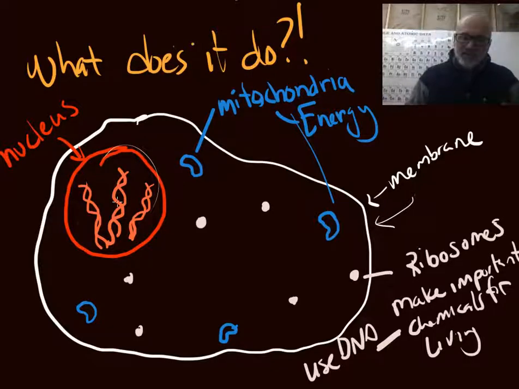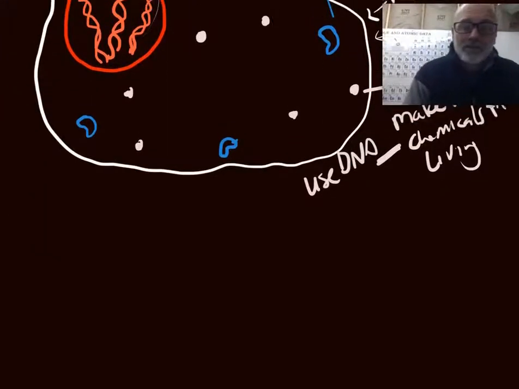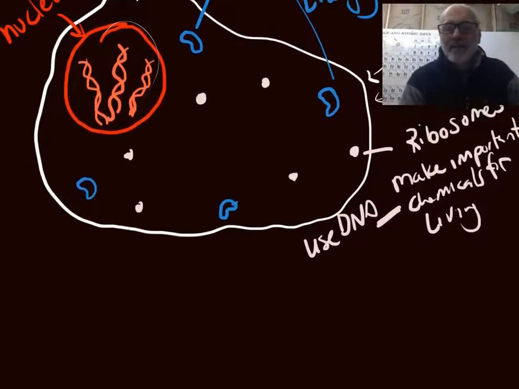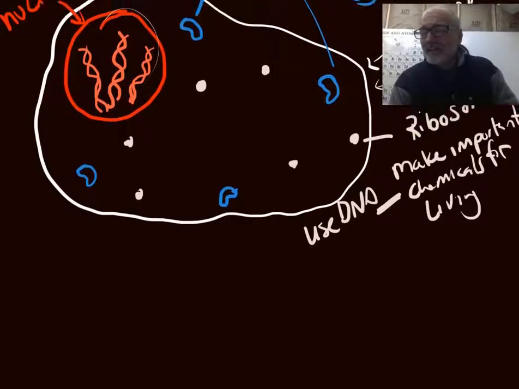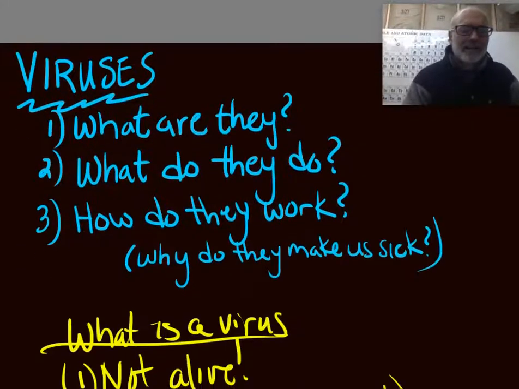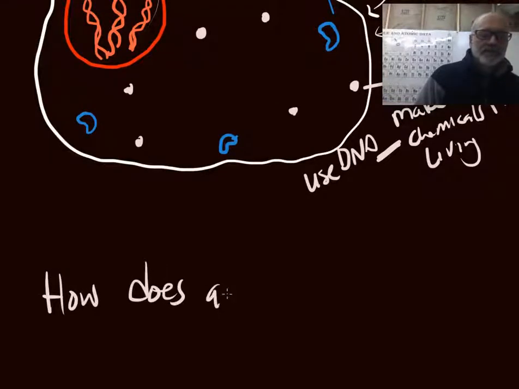All right. So that's cells. We're going to come back to these. Every cell in your body, 37 trillion cells in your body, have these in there. And that's what they do. So the next thing was, what was the next thing we were going to look at? How do they work? How does a virus work?